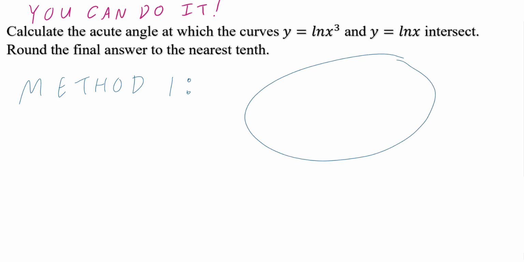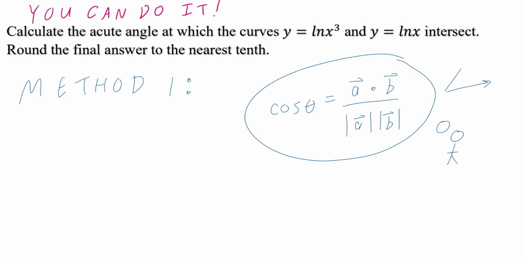When I think about the angle between these two curves, what I'm really thinking is cosine theta equals vector A dotted with vector B divided by the magnitudes of vector A times vector B. Now, this is really for two straight lines, or for two vectors. So if you think about vector A, vector B, always remember to connect them tail to tail. You're looking for the angle between them. And of course, we are looking for the acute angle right here.